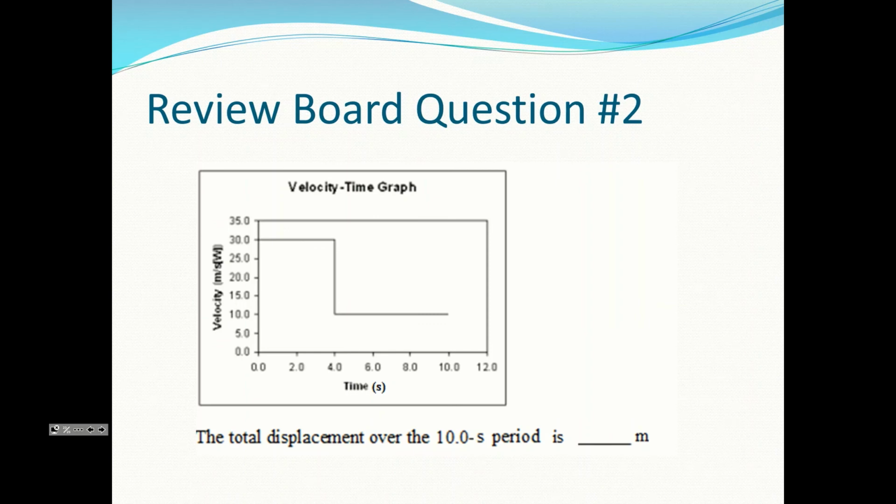Okay, the total displacement over the 10-second period is, so we need to go from the 0 to our line of best fit. We need to break this up into 2 different rectangles. So this has a base of 4 and a height of 30. 4 times 30 is 120 meters. And this has a base of 2, 4, 6, and then a height of 10. So this is 60 meters. So total displacement, well, they're both positive. They're both above the x-axis. So that's going to be 180 meters.